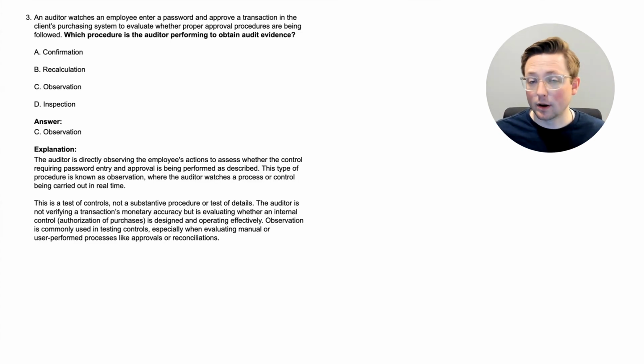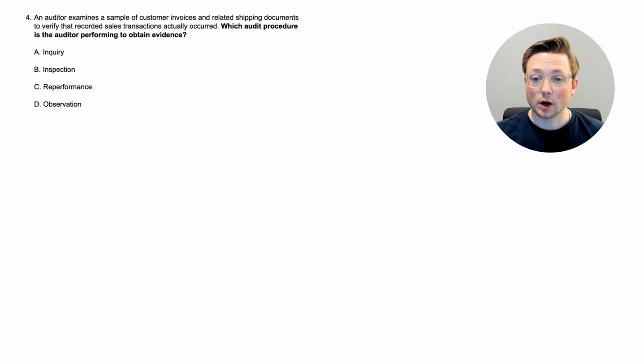So we learned a little bit more about observation there. Now let's go to the next question. All right, here we are at question 4. Which audit procedure is the auditor performing to obtain evidence? Let's go up to the top.